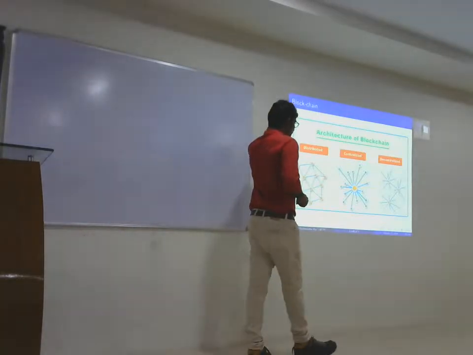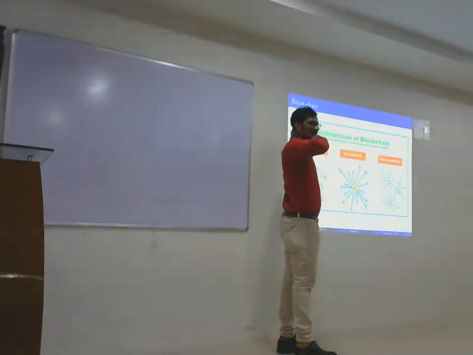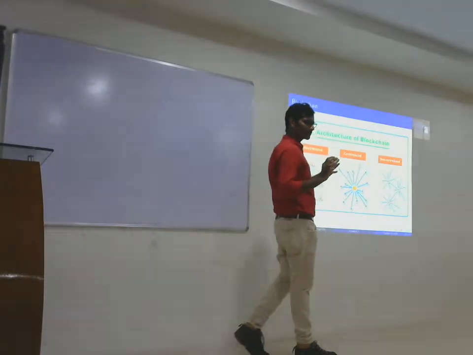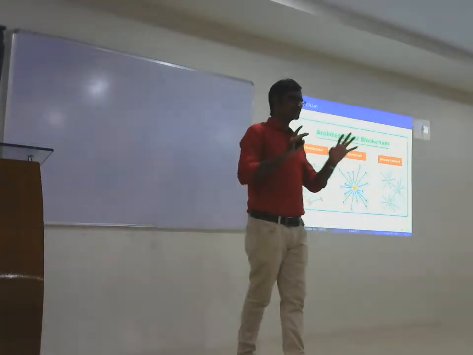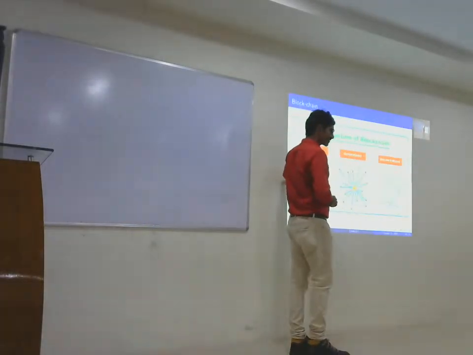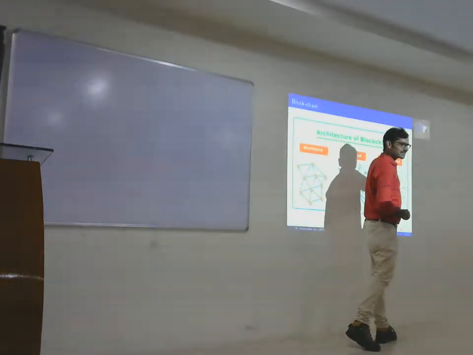As I told you, don't think of blockchain as very complicated. You can imagine it as a data structure. Simple way to put it. Blockchain is basically a data structure. This is a distributed data structure. This is a centralized data structure. This is a decentralized data structure.